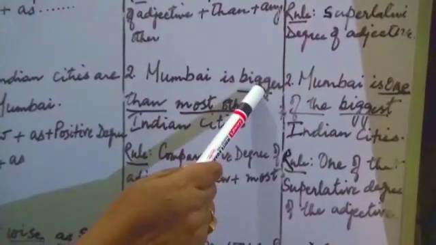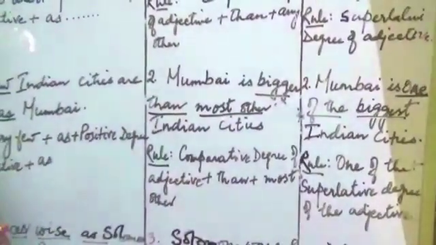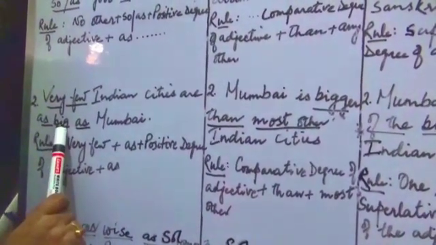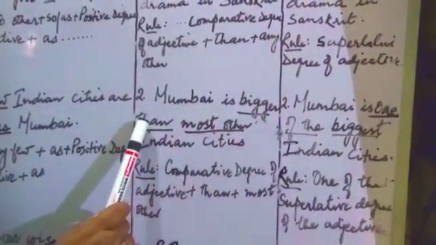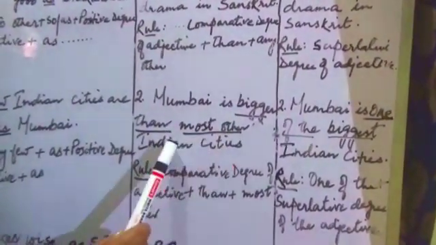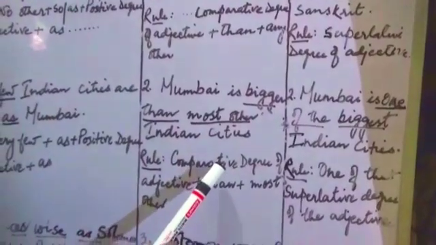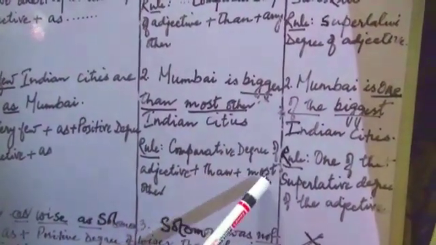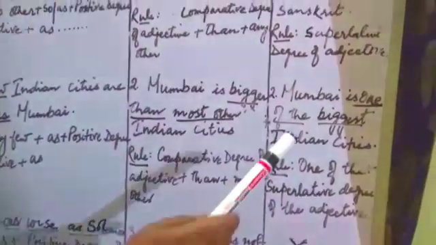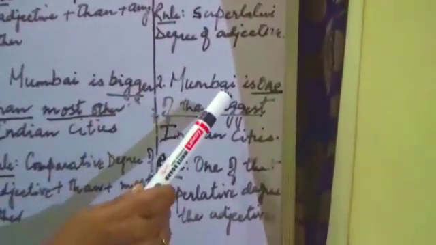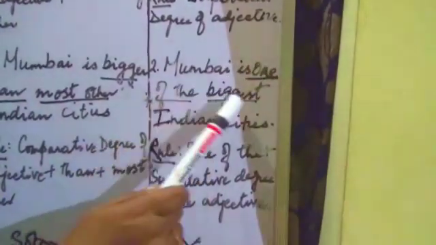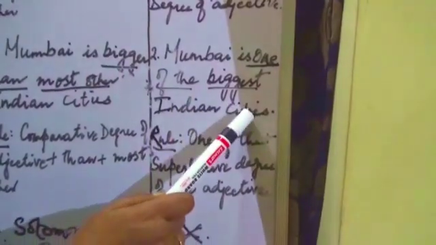Now see, this bigger is the second form of the adjective, or the comparative degree of the adjective big. So, bigger than most other Indian cities. So you use the comparative degree of the adjective plus than plus most other. And in the superlative degree, what have I written? Mumbai is one of the biggest Indian cities. That means it's unlike this one.